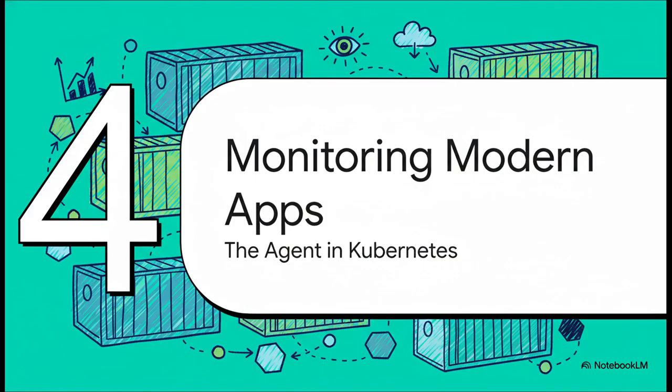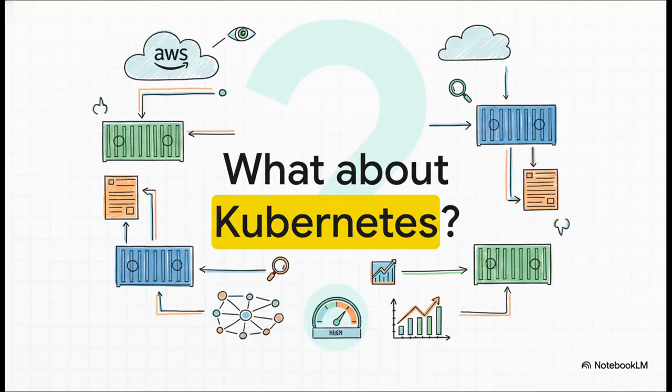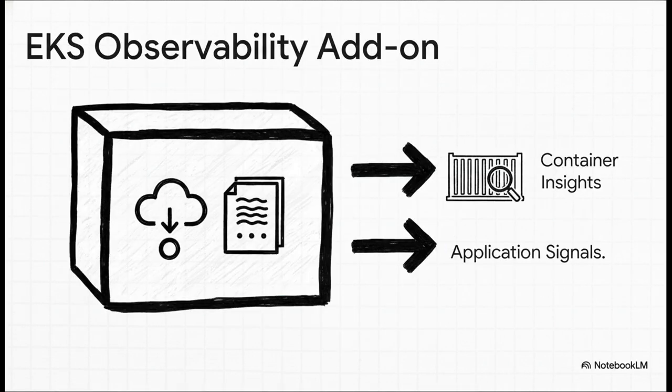Okay, let's shift gears a little bit. Everything we've talked about is great for traditional servers, but what about the modern world? What about containers? How does the CloudWatch agent fit into the world of Kubernetes? Yeah, exactly. What about Kubernetes? How do we get that same awesome, deep visibility when our apps are running as pods inside an Amazon EKS cluster? Well, AWS has made this incredibly simple with something called the EKS Observability Add-on.